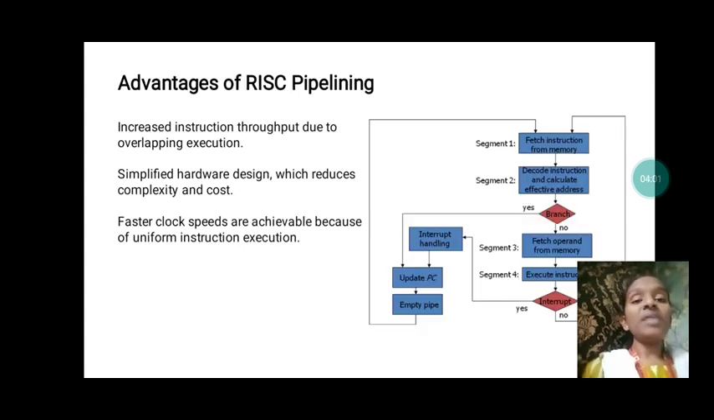Advantages of RISC pipelining: increased instruction throughput due to overlapping execution. Simplified hardware design, which reduces the complexity and the cost. Faster clock speeds are achievable because of the uniform instruction execution.